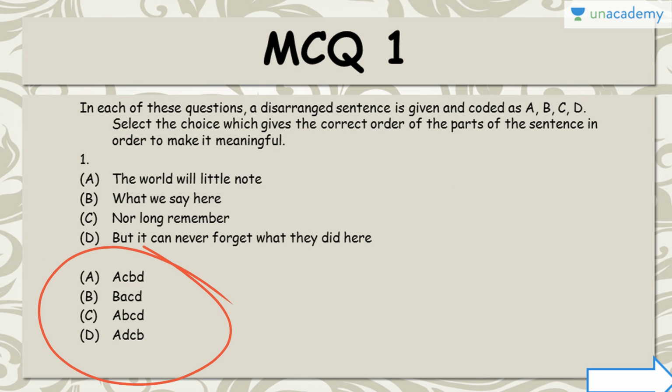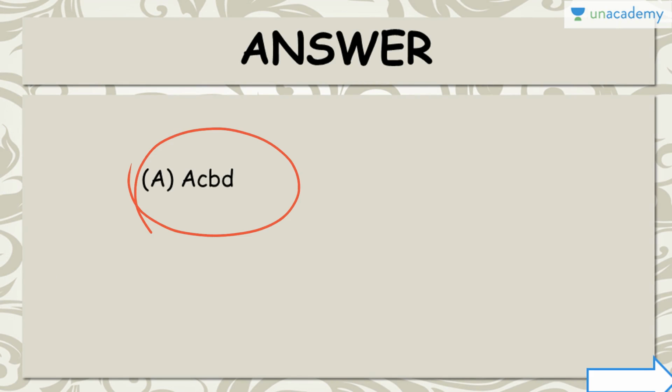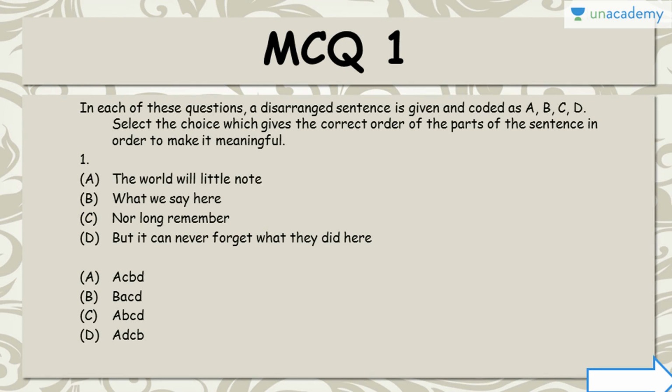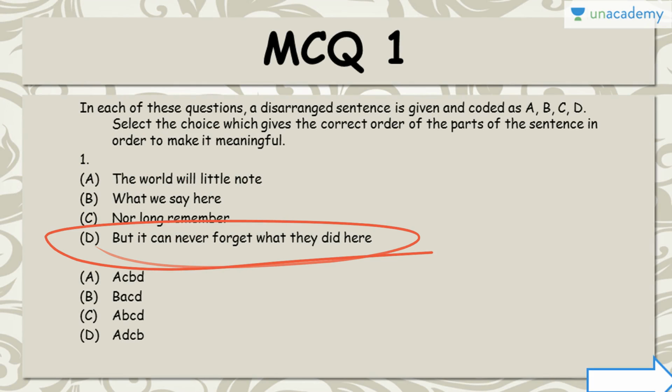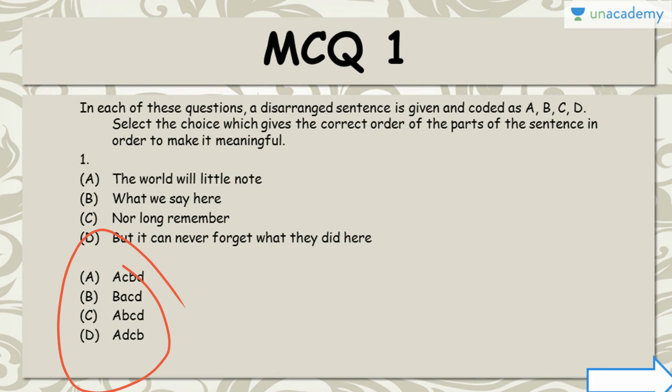And the right answer to this question is A, ACBD. How does it read then? The world will little note nor long remember what we say here, but it can never forget what they did here. So this is the correct sequence and the most sensible sequence in which we can put these phrases. You can test the other three also. They might not be correct. So A is the correct answer.